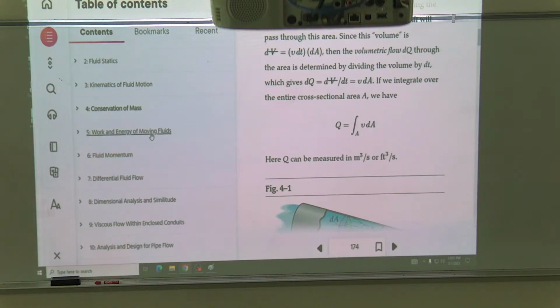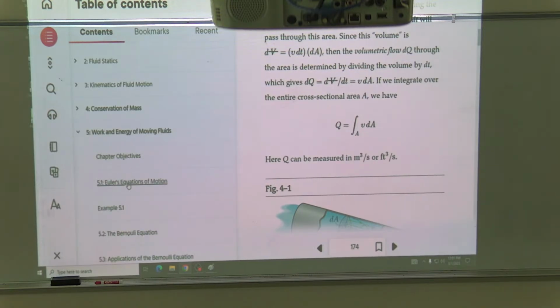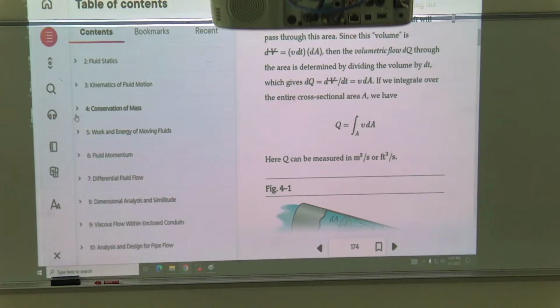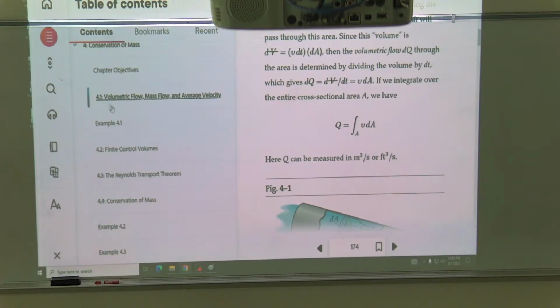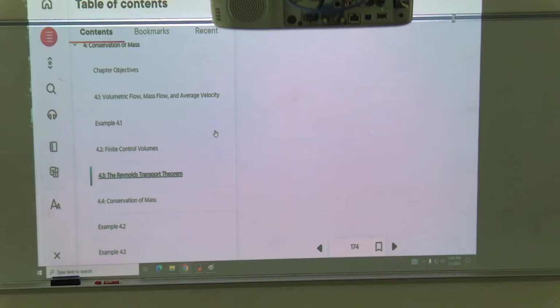So let me just try to encompass three sections together: the 4, the 5, and the 4-1, the 4-2, and the 4-3 all together. But maybe what I'll do is do this in slightly reverse fashion.